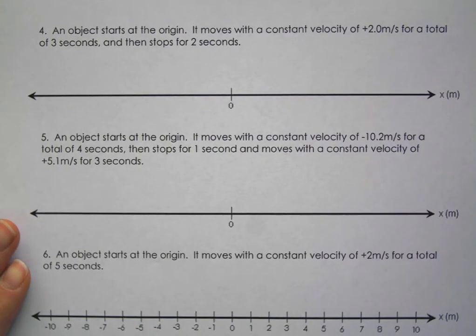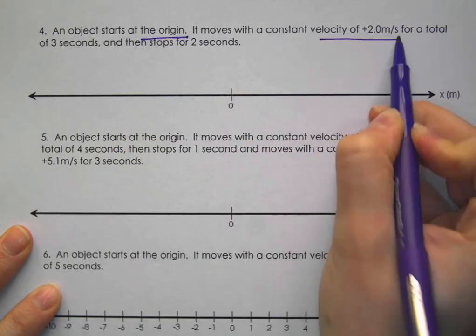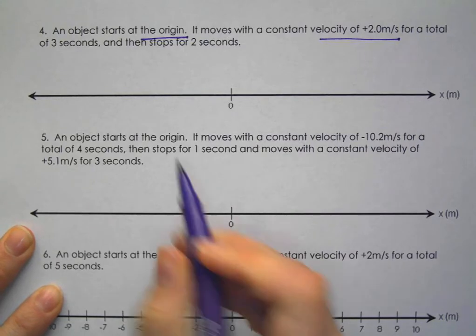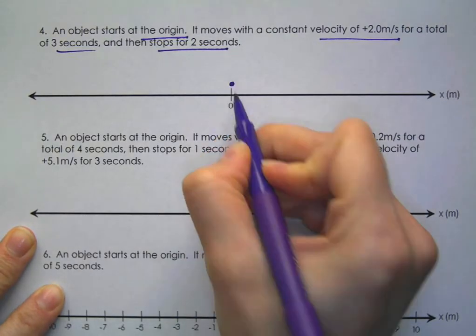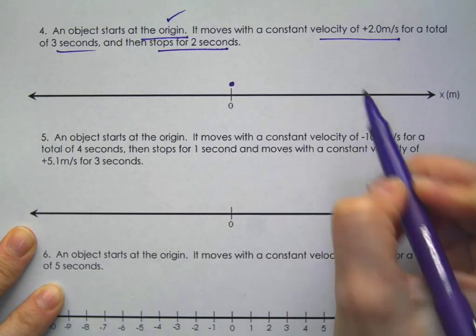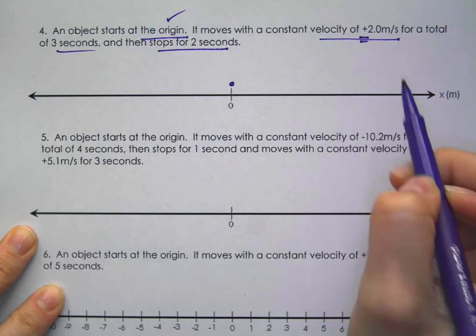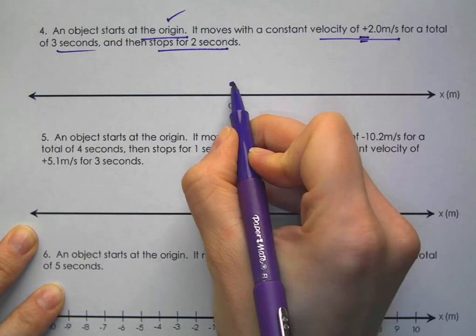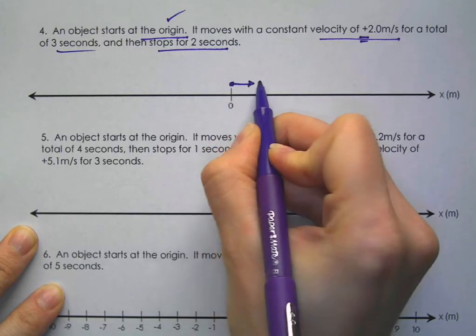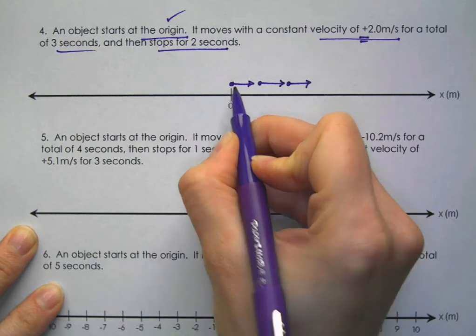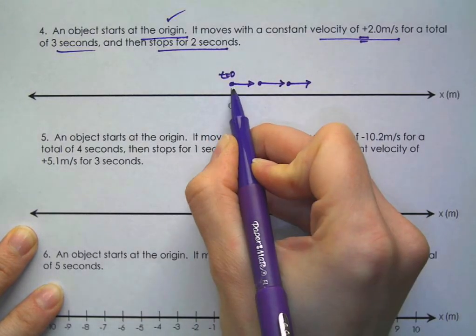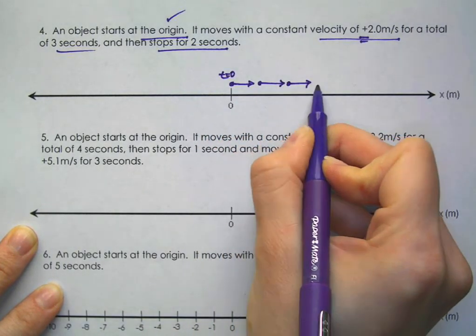An object starts at the origin. It moves with a constant velocity of 2 meters per second for a total of 3 seconds, and then stops for 2 seconds. So we have this second part of the motion. Starts at the origin, so we got that. A velocity of positive 2 meters per second, so we are traveling to the right for 3 seconds. So this is where it gets kind of tricky. If this is time equals 0, this is 1, 2, and then 3 seconds.